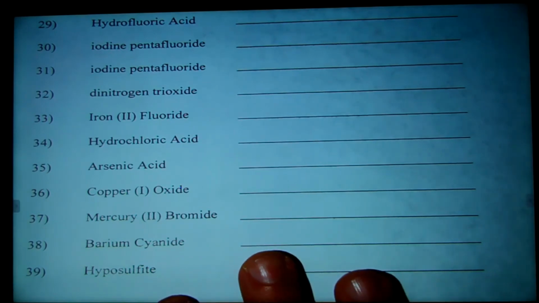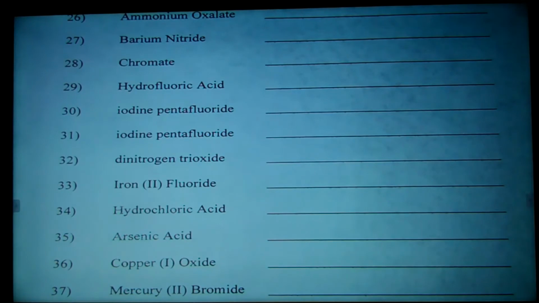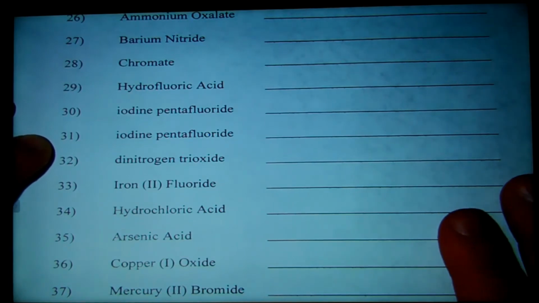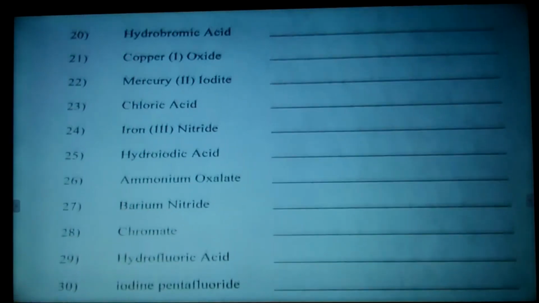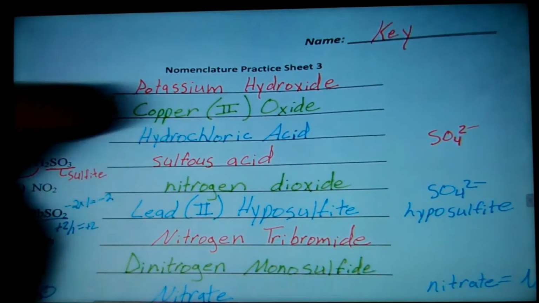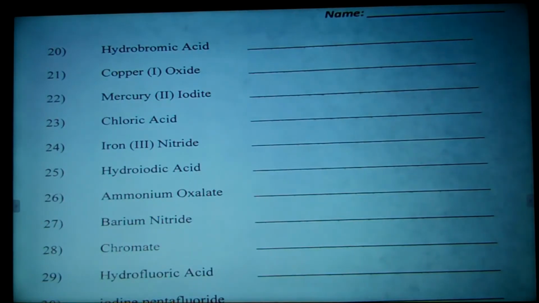Okay, and I will point out, yes, I made a mistake. Thank you, Seth and Connor, for pointing out number 30 and 31 and how they're repeats. I apologize. So now we're dealing with names and we're going to the chemical formulas. On the first one you started with chemical formulas and went to names, and now we're flipping it, okay? So number 20, hydrobromic acid.